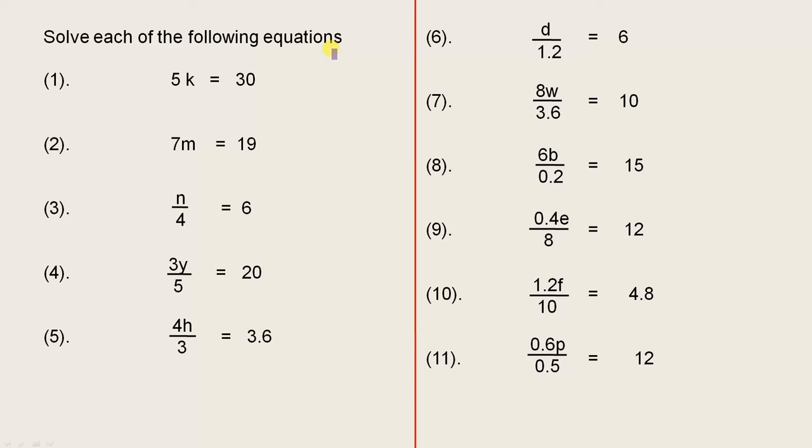Solve each of the following equations. The first one is 5k equals 30. That's 5 times k. So this operation here is multiplication.